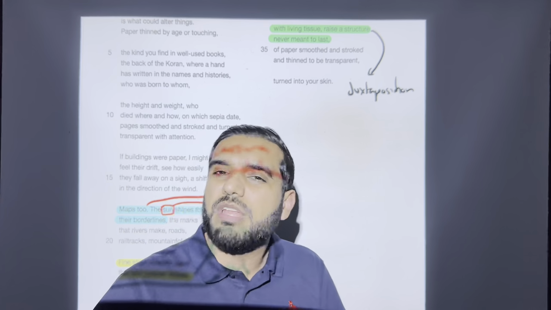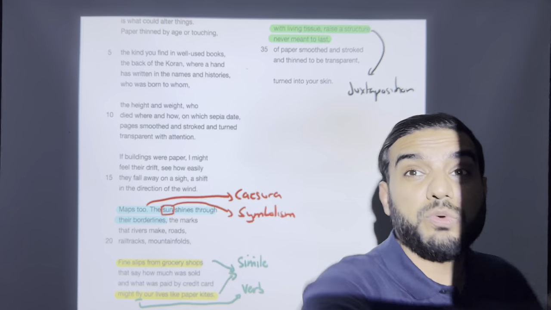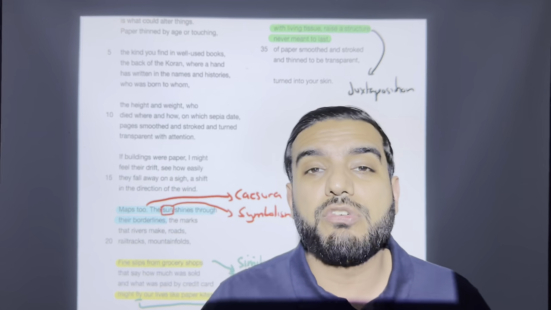Guys, you get a kite and you put it in the wind. And if the wind goes that way, you go that way. The wind goes that way, you go that way. What is this paragraph talking about?